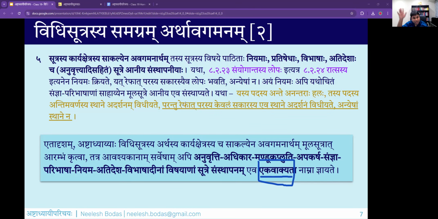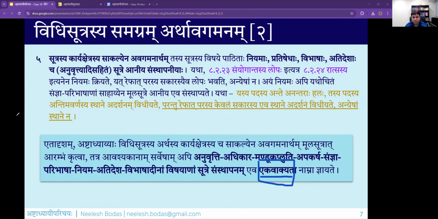This sutram comes in asiddhadhikar. I don't want you to know anything about it right now, but there's a special adhikar called asiddhadhikar. So that particular adhikara needs to be factored in. So this is a simple, trivial expansion. If you actually go into details, 3, 4, 5 more statements will be added over here. But that whole thing is called ekavakyata.